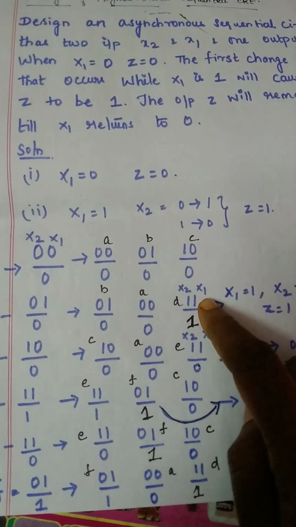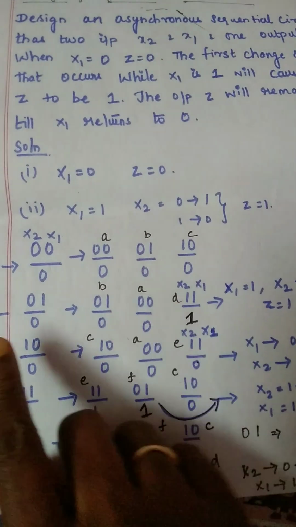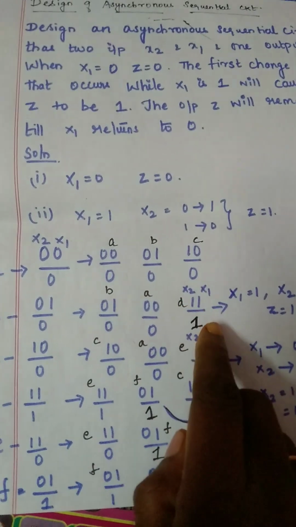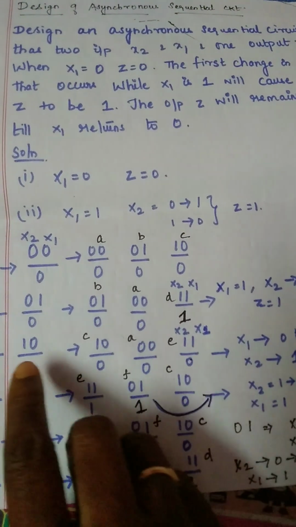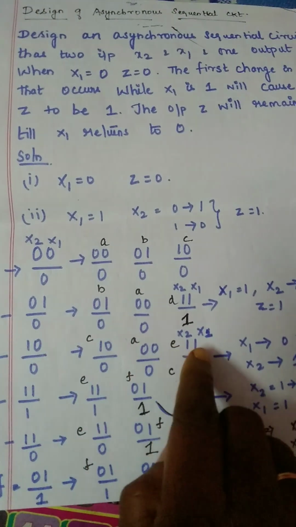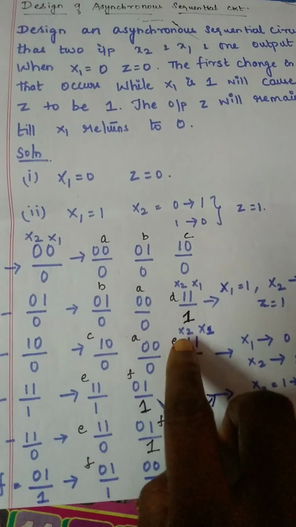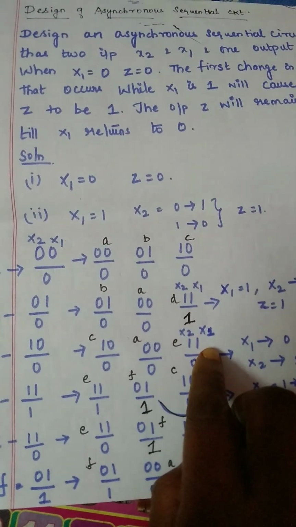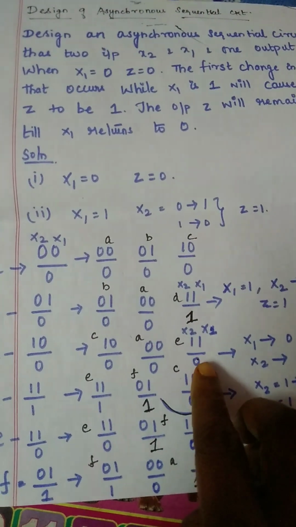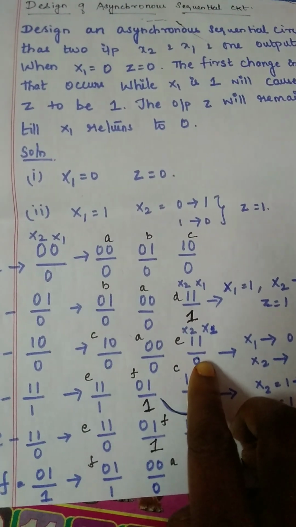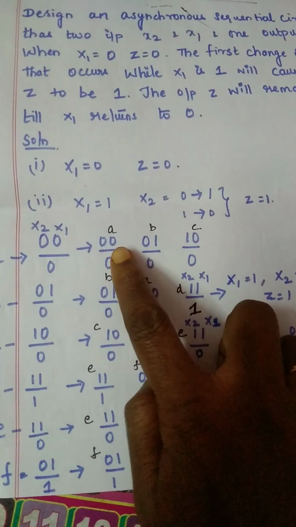If you see the previous one, for this condition, x1 is 1 but x2 is changing from 0 to 1, so your output is 1. If you see this condition, your x1 is 1, but x2 is not changing. If there is a change in the x2, then your output will be 1. Here x2 is not changing, only your x1 is 1, so this condition fails. So your output is going to be the same output. Output is not changing.